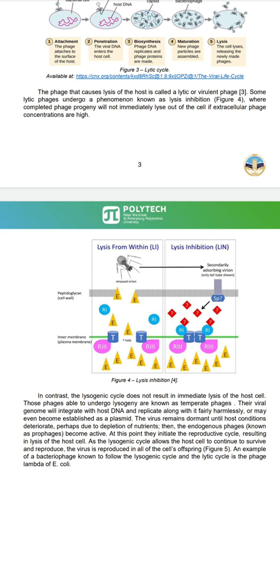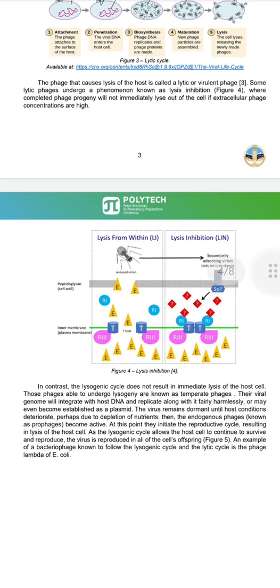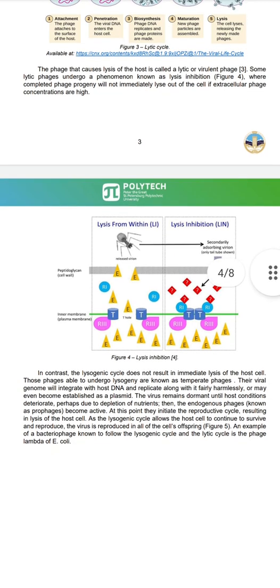Then the endogenous phage, known as prophage, becomes active. At this point, they initiate a reproductive cycle, resulting in lysis of the host cell.